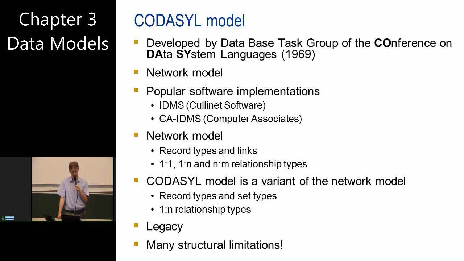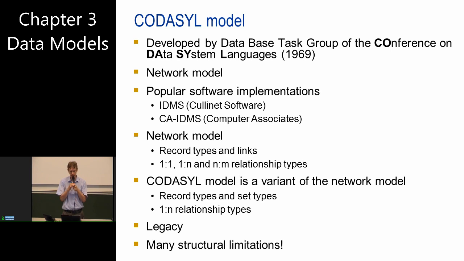The original model was a network model, and it had record types and links, and it allowed for one-to-one, one-to-n, and n-to-m relationship types, which was very nice. But unfortunately, not all of this got implemented, and the CODASYL model, which is a specific variant or implementation of the network model, only implemented record types, set types, and one-to-n relationship types. So you can see this is very similar to the hierarchical model, although there are some subtle differences which we're going to clarify in a moment. But you see also there are one-to-n relationship types.